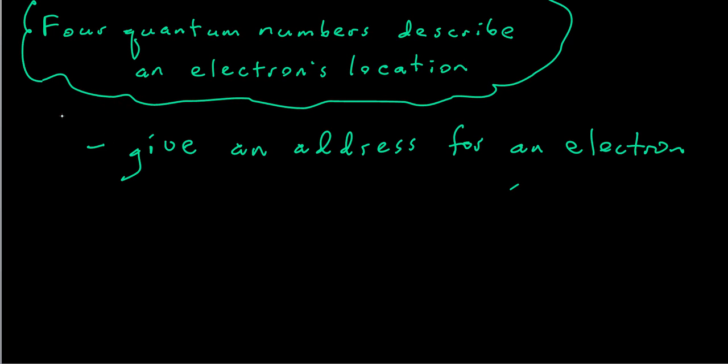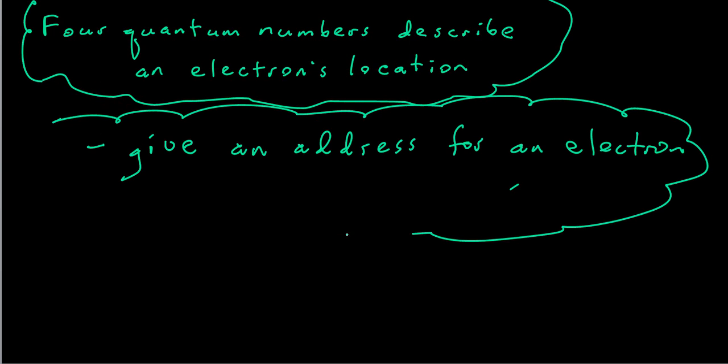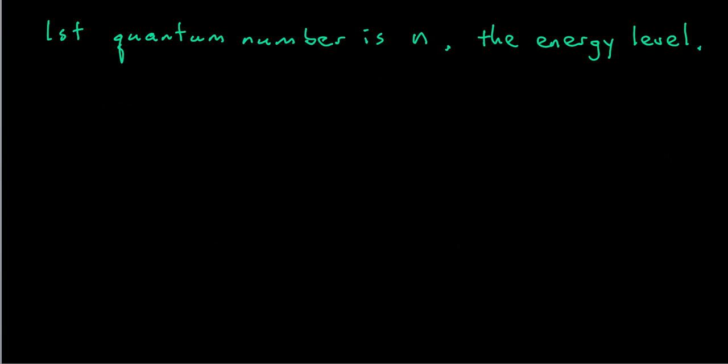The quantum numbers essentially give an address, similar to a street address for a home, to let us know exactly where we can try to find that particular electron. The first quantum number of the 4 is known as n. What n represents is the energy level for a given electron.